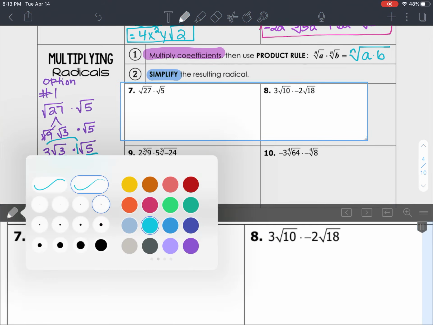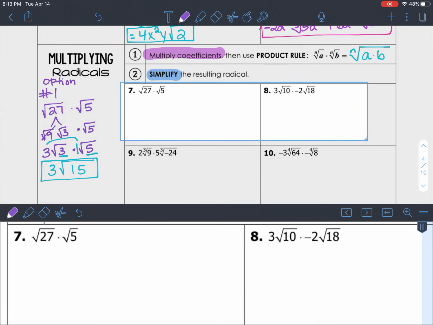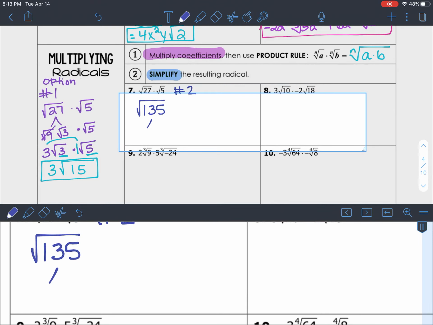If you did it option number 2, I'll do this in a different color, sorry. This is option number 2. You can just do 27 times 5, and that gives you the square root of 135, which then you break down into the square root of 9 and the square root of 15.